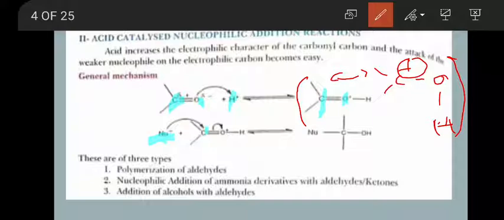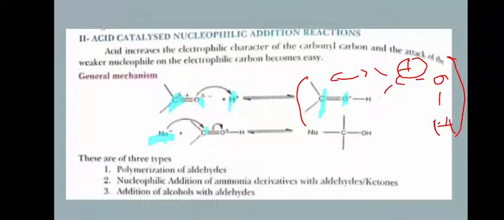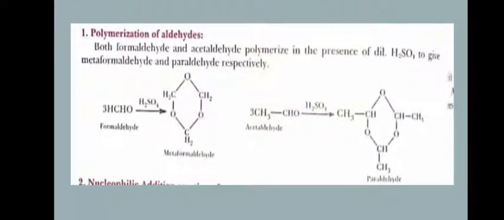You will discuss here three types of acid promoted nucleophilic addition reactions of carbonyl compounds. These reactions include nucleophilic addition of ammonia derivatives, polymerization of aldehydes, and addition of alcohols with aldehydes. So these are three types of acid catalyzed nucleophilic addition reaction. But in your reduced syllabus are polymerization of aldehydes as well as nucleophilic addition of ammonia derivatives. First of all, we are talking about ammonia derivatives addition. But before that, I think that these are some simple reactions that may not be ignored here.